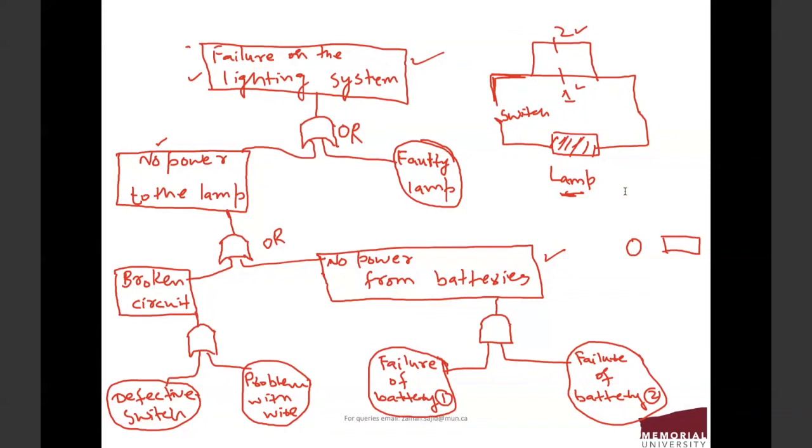Yes, Ashish, your batteries are not in series, so both of them should fail. Yes, you're right. Now, in the parallel system, in order to have the failure, both of them should fail, and we use our AND gate. However, in a series, the case is different. Folks, do you have any question about how I solved this problem?